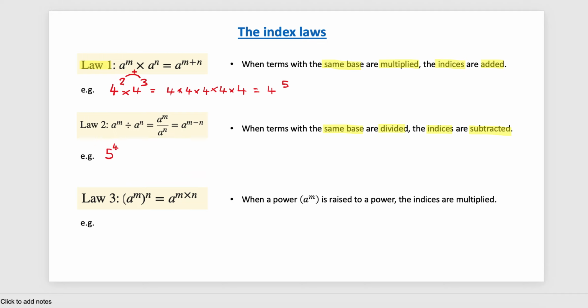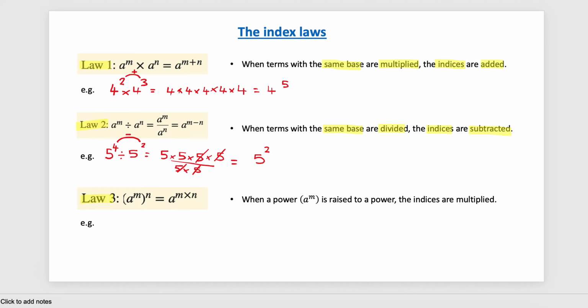If we've got 5 to the power of 4 divided by 5 to the power of 2, we can also write it as 5 times 5 times 5 times 5 over 5 times 5. So if we cross out one from the top, one from the bottom, one from the top, one from the bottom, we end up with 5 to the power of 2. So instead of doing all this work, we can apply the second index law, where we just subtract the powers. So that is in fact law 2.